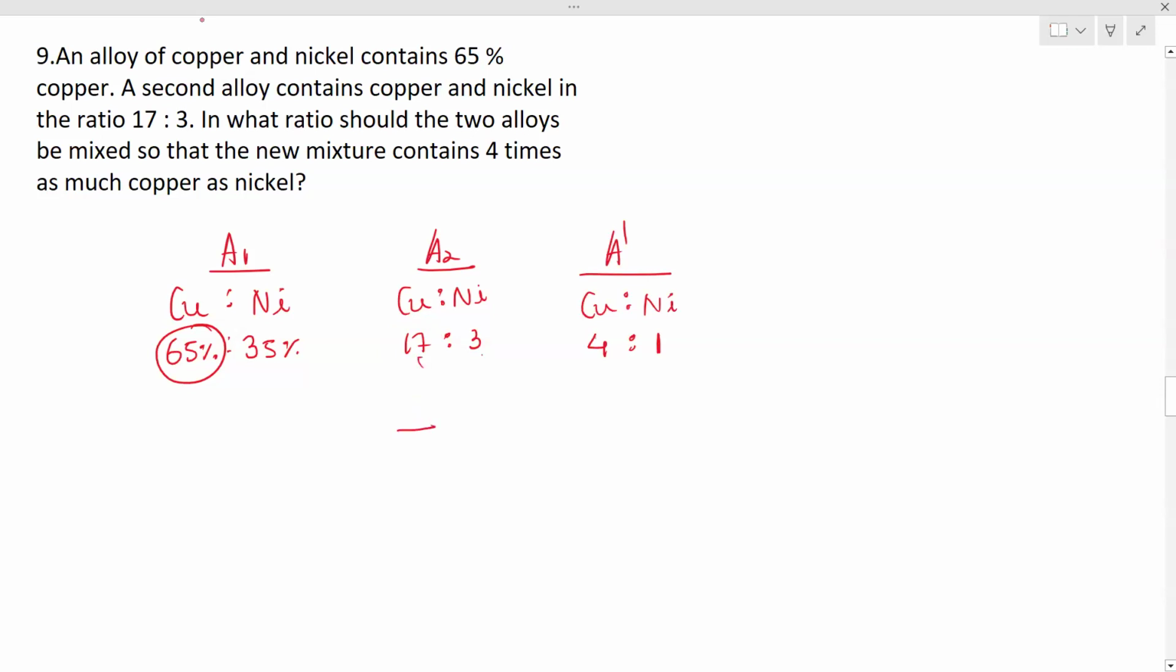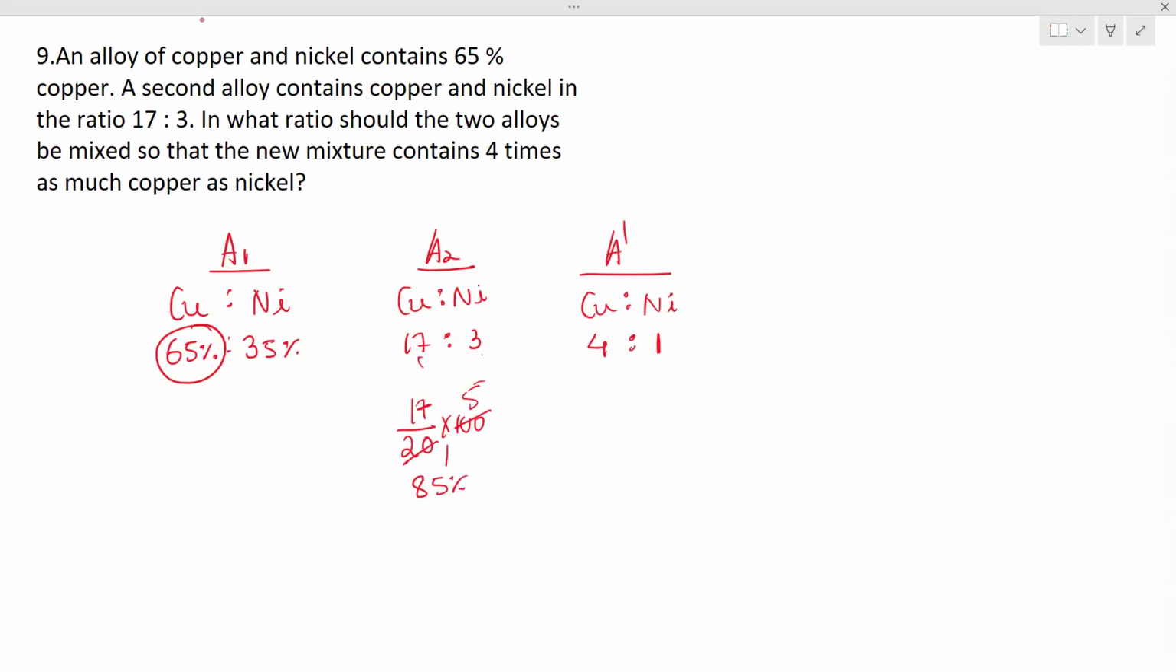So out of a total of 17 plus 3, 20 parts, copper is 17 parts. So if I want the percentage of it, I have to multiply it with 100. Meaning whatever ratio is given, I'm converting it into percentage. So how much do I get? 20 times 5 is 100, 17 times 5 is 85. So 85% copper it is. It has how much? 85%.